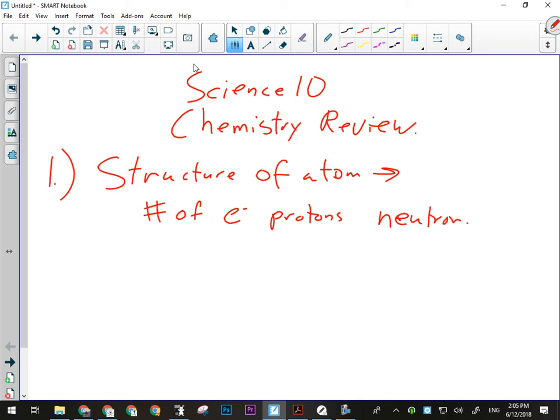Other things that you're going to need to be able to do in terms of structure is the current model. Where are the particles, nucleus, all of that kind of stuff. So your general knowledge of the structure of the atom will be tested, and that'll be almost exclusively in the multiple choice section of the final exam.